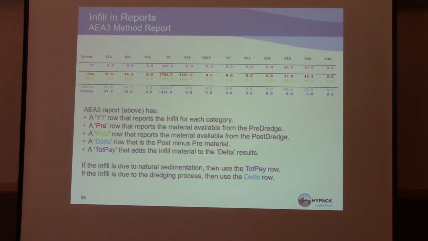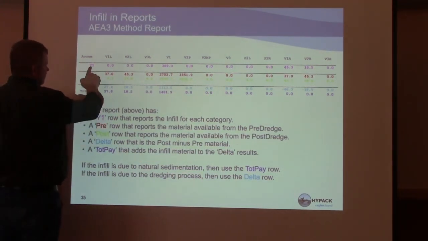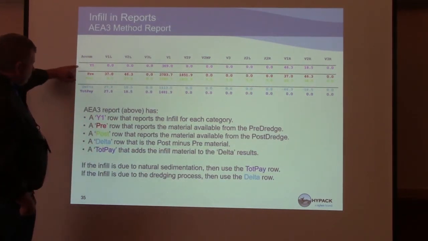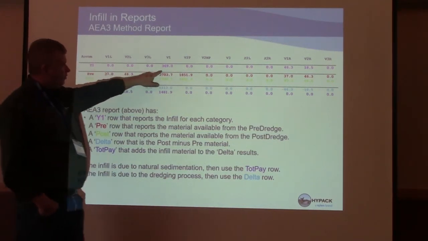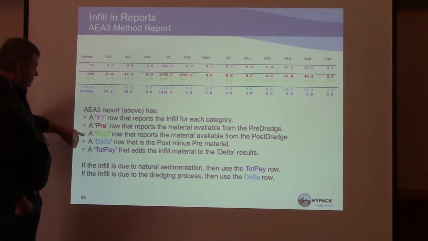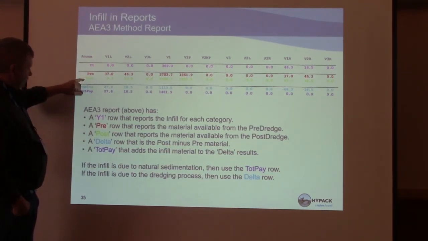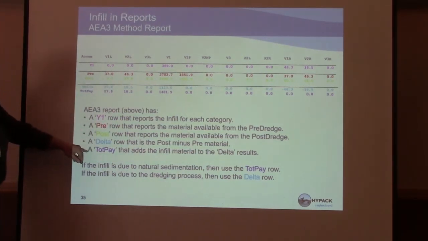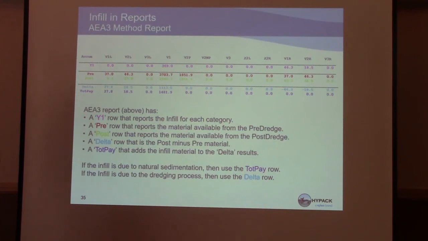Infill report. End area 3 is what I was using for my example. So you can see in here, Y1 is infill for every one of the sections. So in average end area 3, Y1 is any infill that came into any of the sections that it calculated. The red is the pre, and here the green is the post. And you have a delta that's post minus pre-material, and then you have a total paid column.